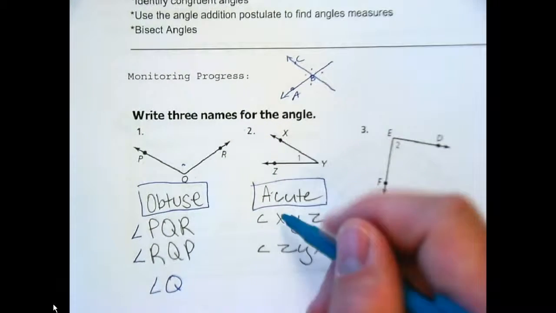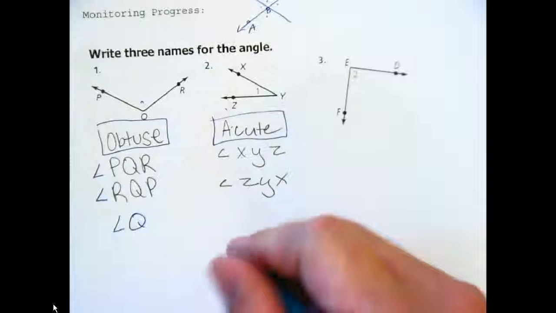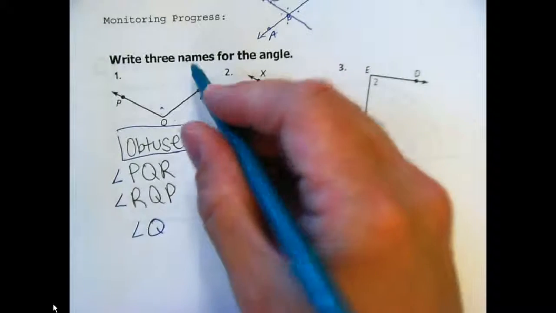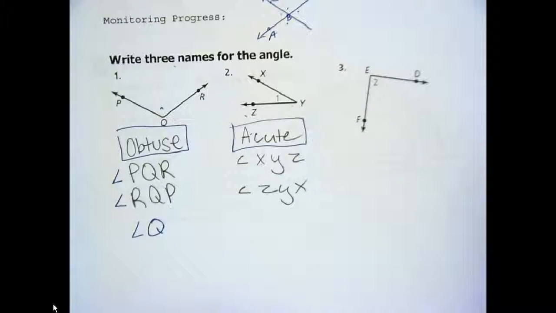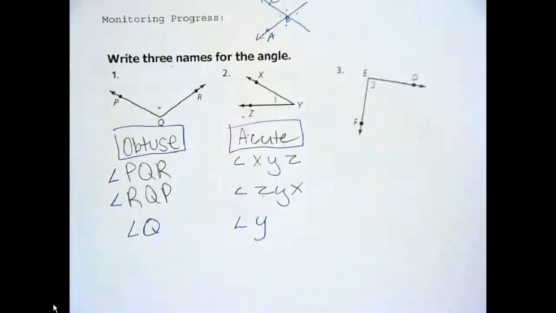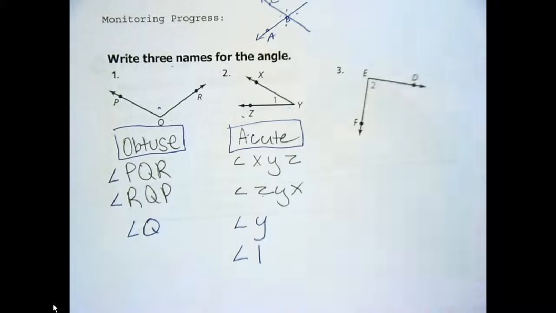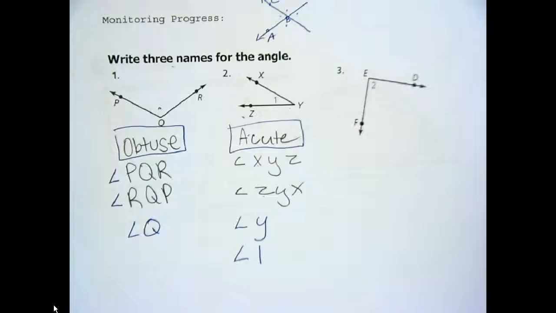So we've got angle XYZ, angle ZYX. What else? Right, that's not actually naming, that's classifying the angle. It's not giving it a name. Brennan? Angle Y. Very good. Any other names? There's actually one more there. That was a hint. Alex? Angle 1. Yeah. Sometimes we name angles by putting a number in there. It helps us reference it.